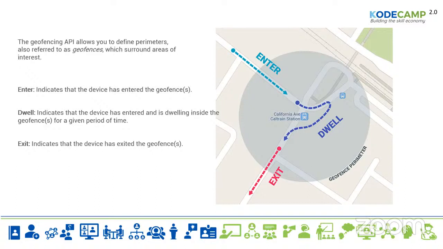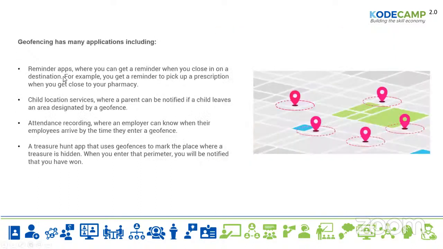Now, geofencing actually has many applications. You can use it for reminder applications, where you can get a reminder when you close in on a destination. Probably you're close to your house, or the market, or your workplace. You could get a reminder to pick up a prescription when you get close to a pharmacy. If you usually forget to buy your meds when they finish, whenever you're close to that particular pharmacy, you get a reminder that you need to pick up your prescription or refill.